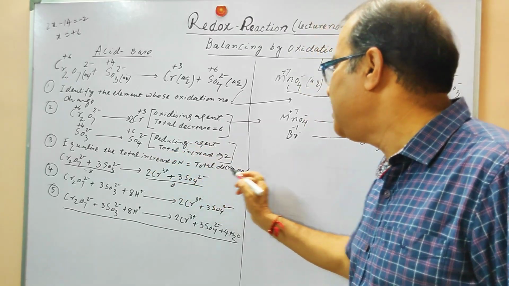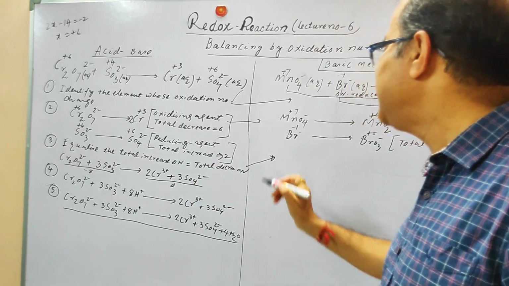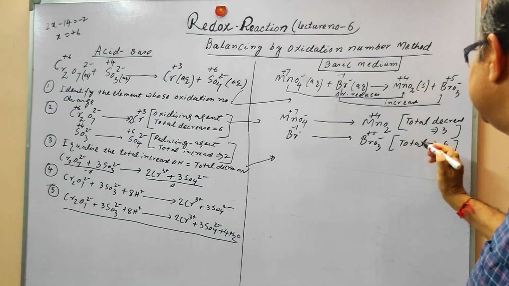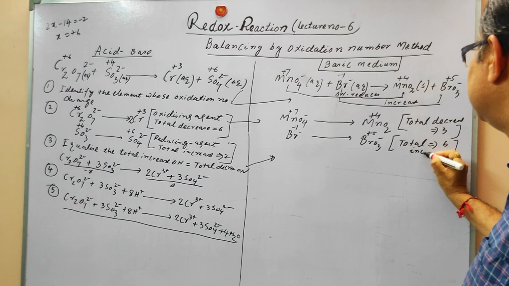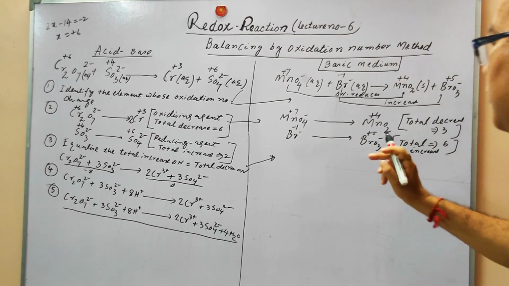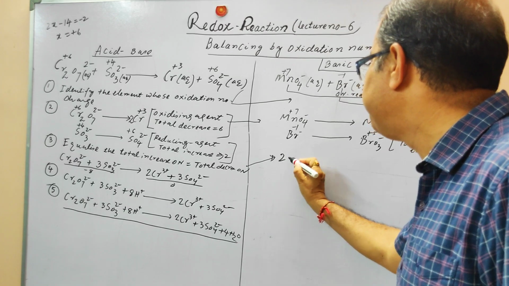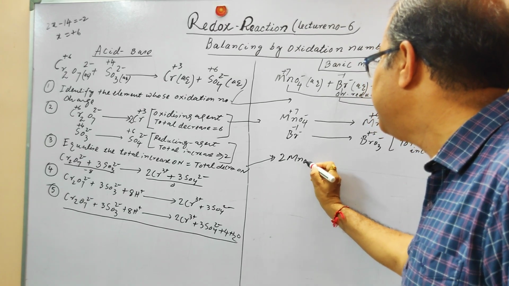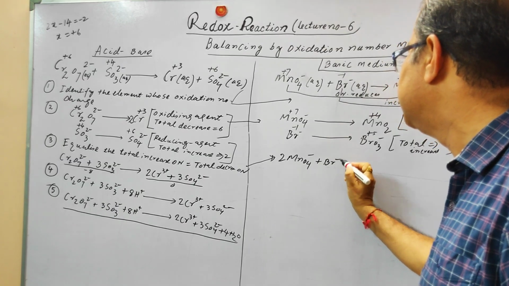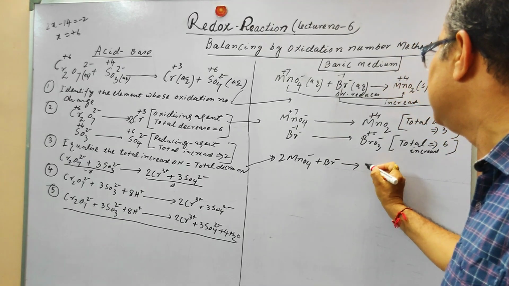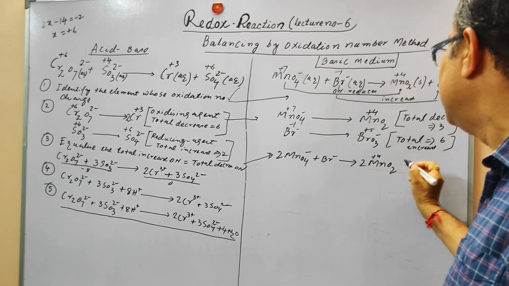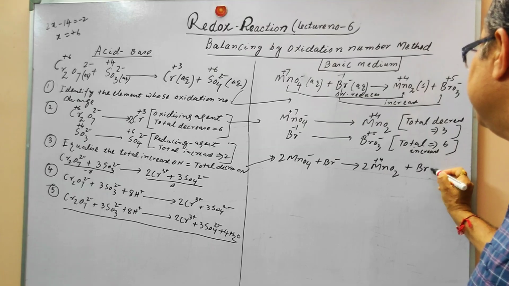Then we have to equalize the total increase and decrease. How do we do this? Here you can see the total increase is 6, whereas the total decrease is 3. So what will we do? We have to multiply the permanganate ion by 2: 2 MnO4 minus plus Br minus is equal to 2 MnO2 plus bromate ion.